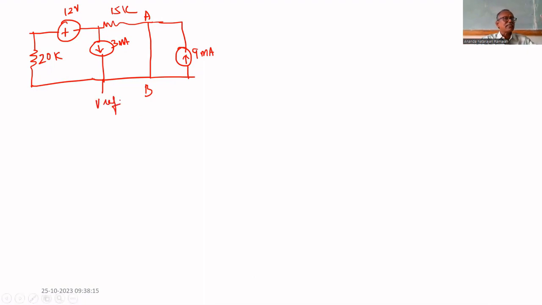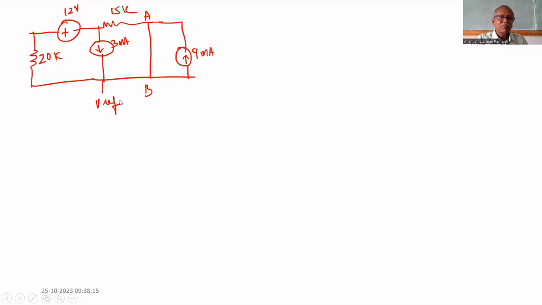We cannot use KVL, ruled out already. While seeing Thevenin's theorem, the 3 milliampere is an ideal source. That's why we cannot use KVL. Ideal current source is there, we cannot apply KVL. Similarly, if an ideal voltage source is there, you cannot apply KCL, because we do not know the current.